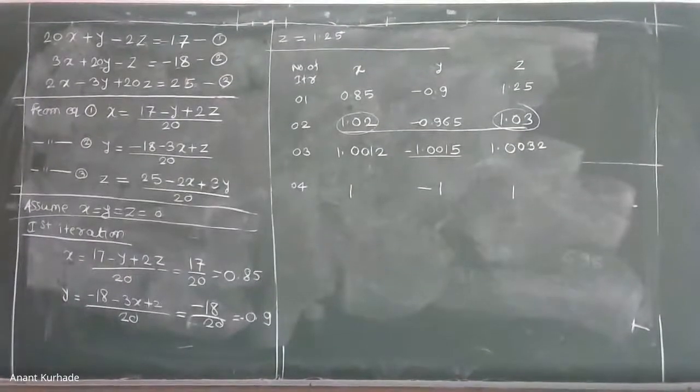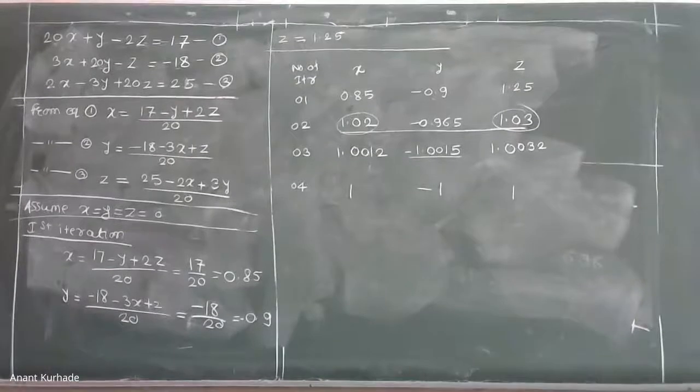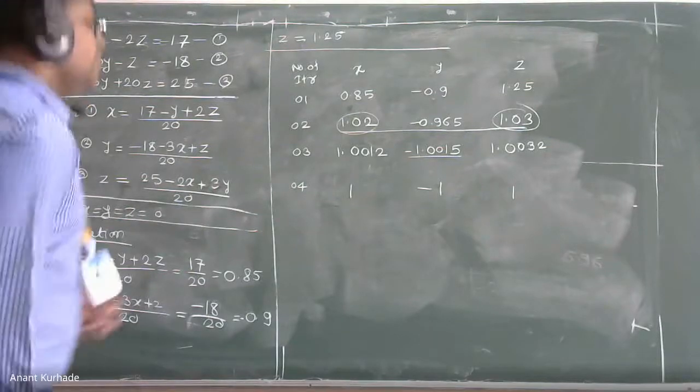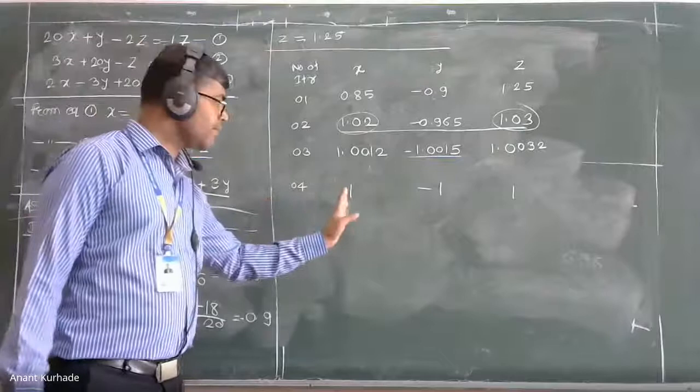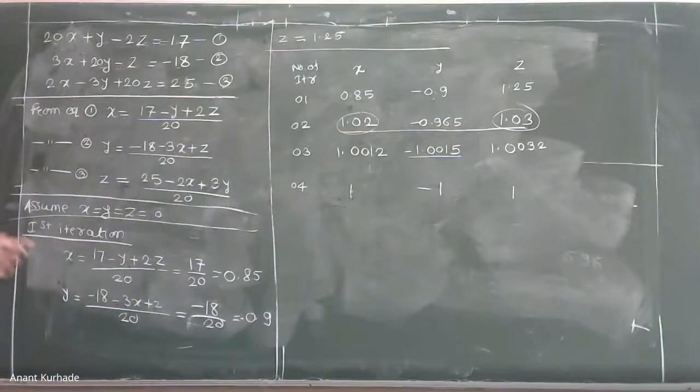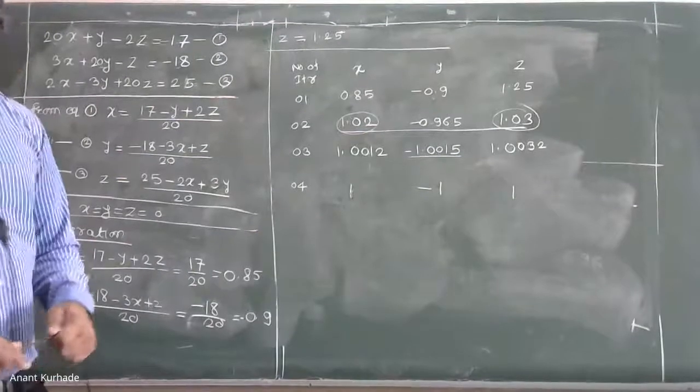Please cross check. We'll do it again for x: 17 minus y, plus 2 into z. Yes, sir. Correct. So all of them are again close to 1, minus 1, 1. That's okay. Now you can understand this first Jacobi iteration method.